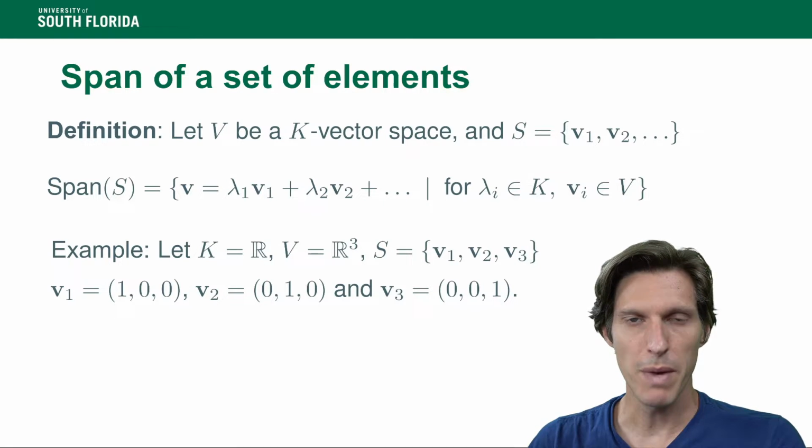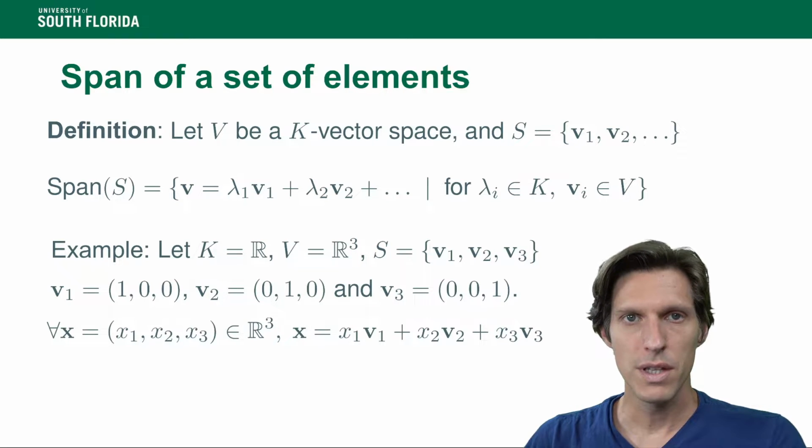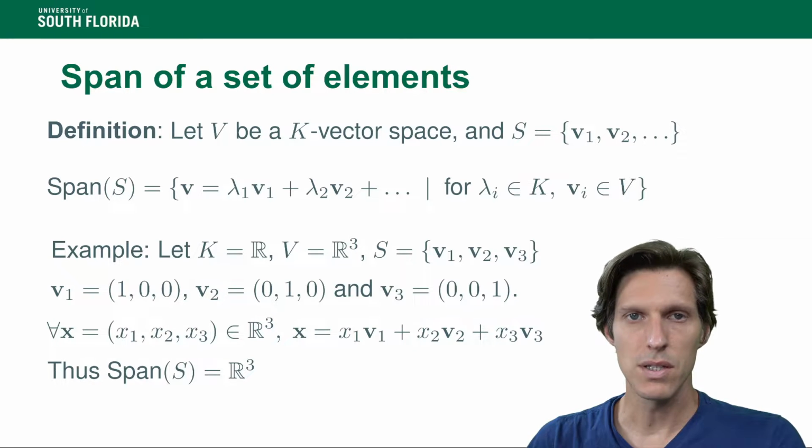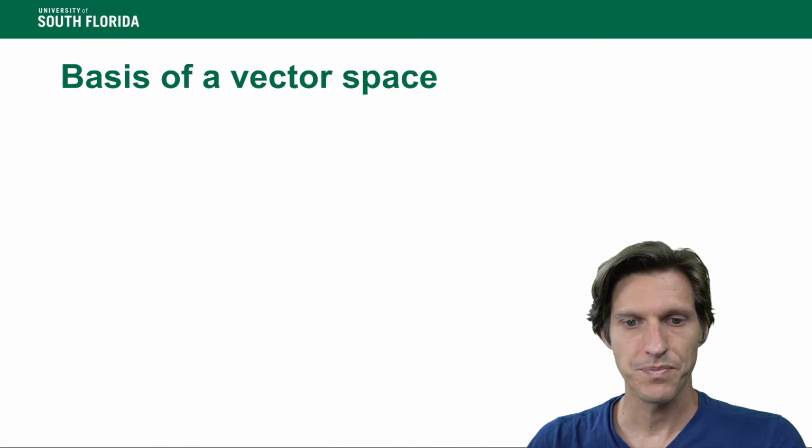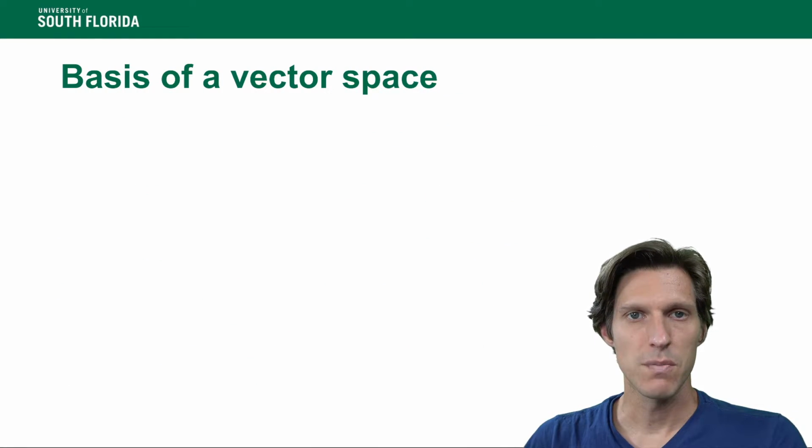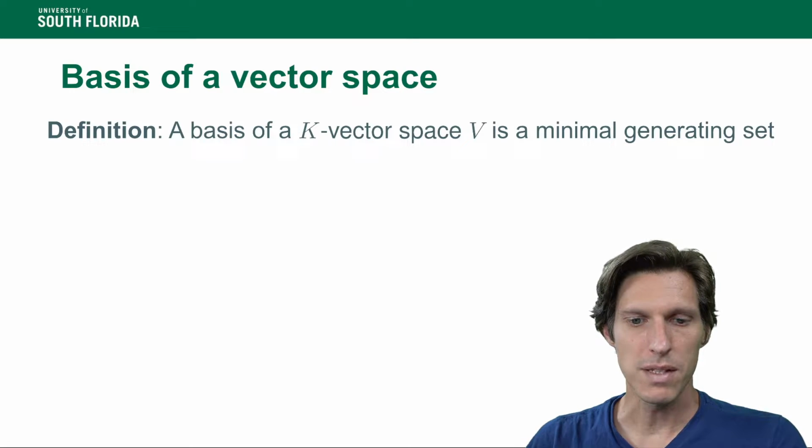So the span of this family is all the linear combinations of V1, V2, and V3. And because in this particular case we have a family that generates all R3, we have that the span of S is simply R3. Now, the span of S leads to the notion of a basis. So a basis of a vector space is a minimal generating set.